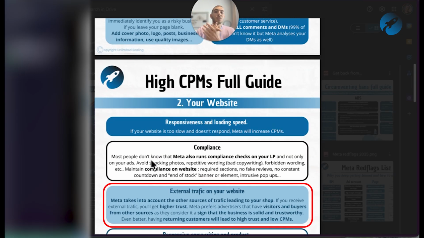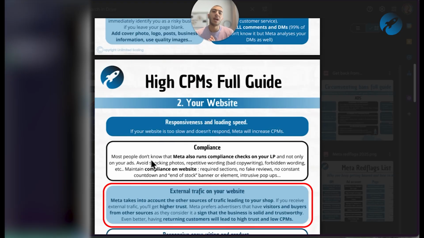Another one that no one knows is external traffic on your website. If you have traffic sources from other media platforms such as Google, TikTok, Pinterest, the Meta pixel will know it, and this will help you get higher trust. So you want to have different sources of traffic, and this way Meta will consider you solid and trustworthy, and they will give you returning customers and lower CPMs.